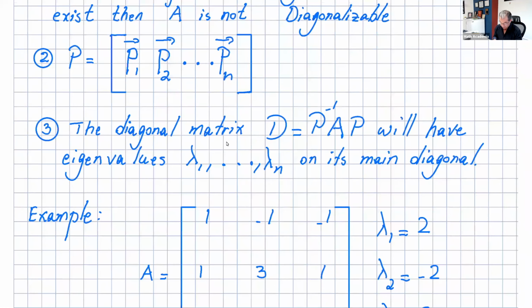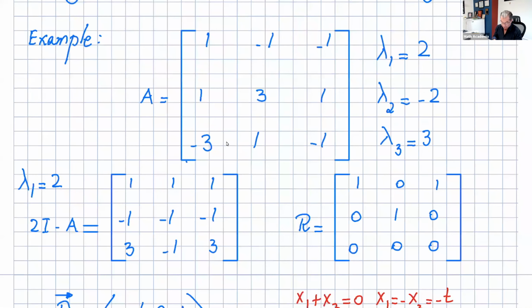And don't forget, these are all linearly independent. So the diagonal matrix D can be written as P inverse times A times P. You first find P, then you find the inverse of P, then you can double check that relation, see if you get a diagonal matrix. That matrix will have the eigenvalues lambda 1 to lambda n on its main diagonal. Let's look at this example.